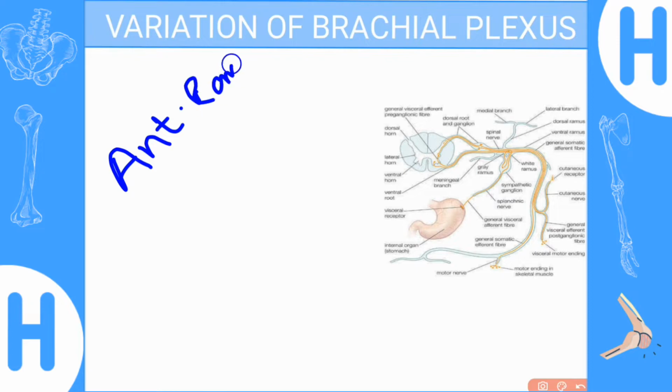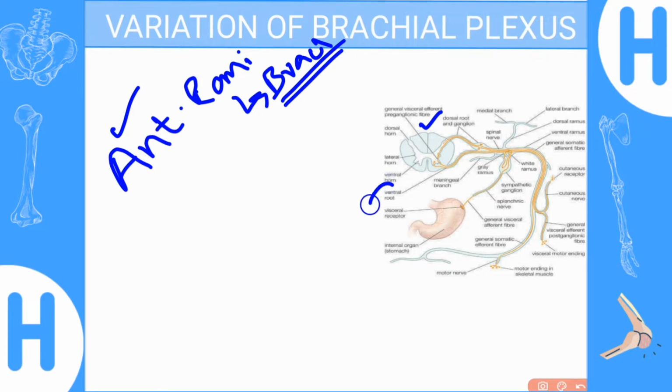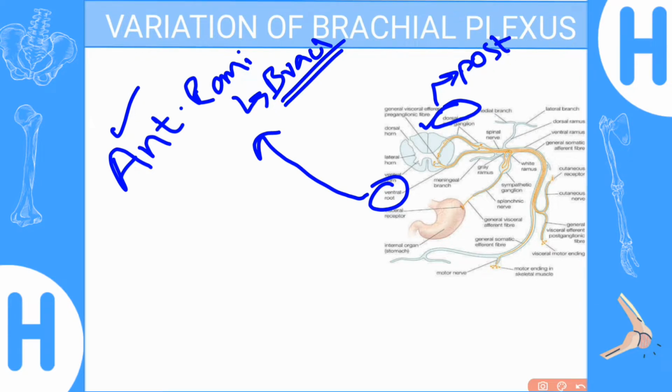rami. A ramus is a branch, you can say the branch of a nerve. So anterior means a ventral branch. Here we have a spinal cord, a cross section of the spinal cord. Here we have a ventral root and a dorsal root. The ventral root will give rise to the anterior rami, and the dorsal root will give rise to the posterior rami, or we can say ramus.